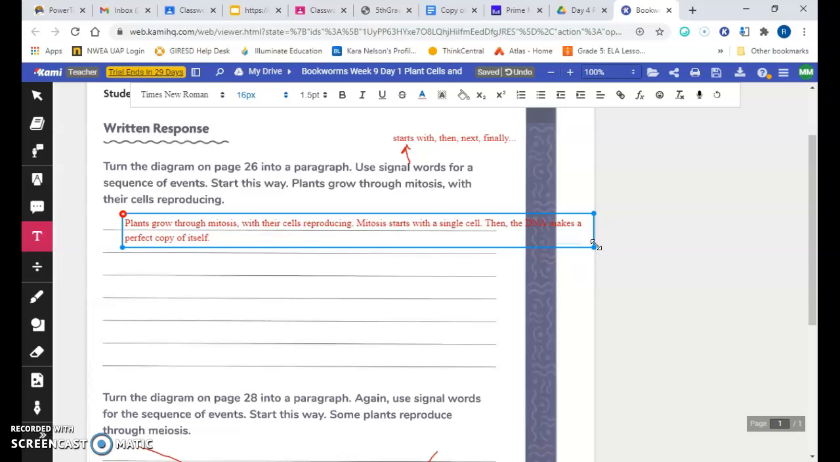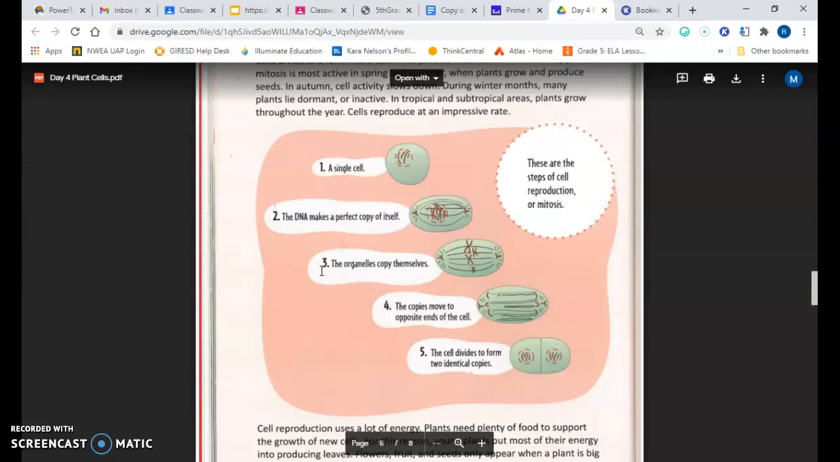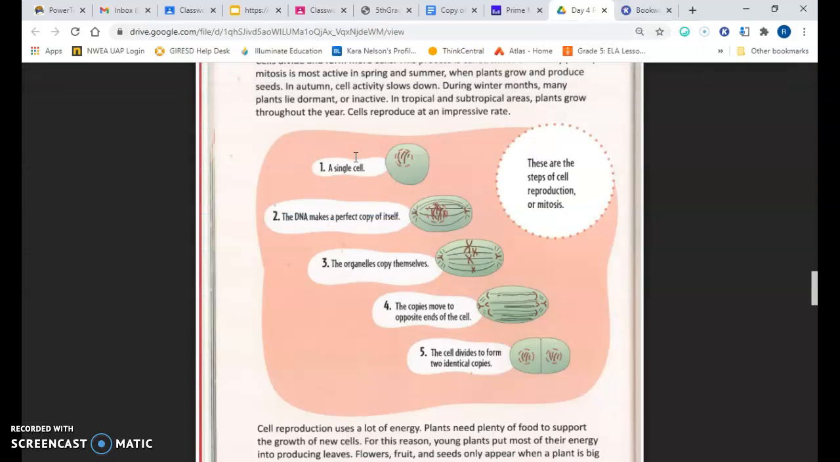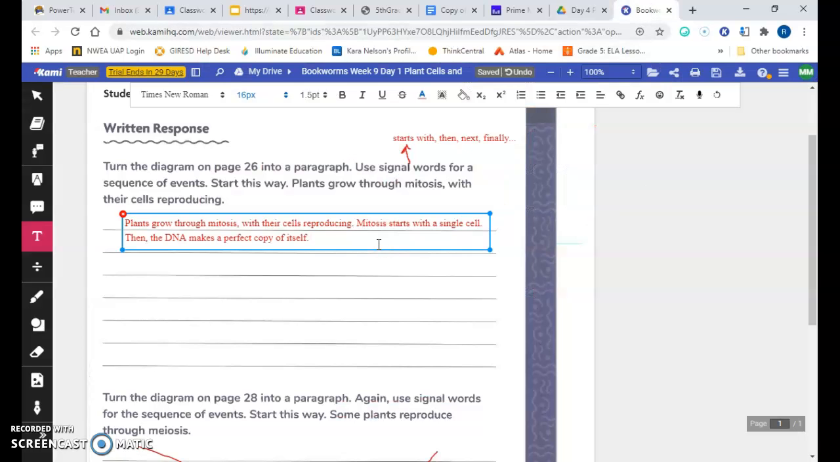And then I'm sure from there you'll probably use the word next, or you might say then again. I probably use next here. But I want you to go through the rest of these steps, and you're going to continue putting this in paragraph form using signal words. So we already have plants grow through mitosis with their cells reproducing. So that was that first part they told us.